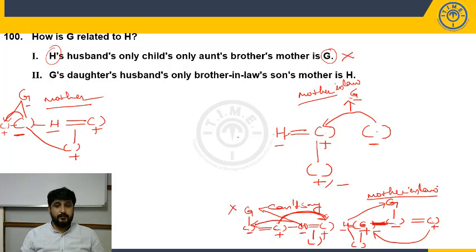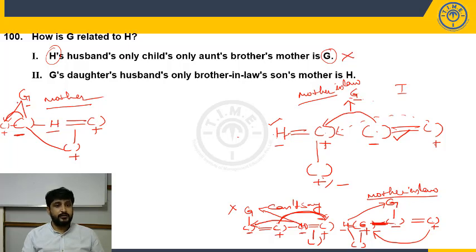If you want, we'll combine it. Now let's come to this one. Let's combine these. G's daughter. Already in the statement 1 we have G. So G's daughter's husband, G's daughter's husband's only brother-in-law. Only brother-in-law is this person. Only brother-in-law's son's mother is H. So in this case, how is G related to H? Mother-in-law.